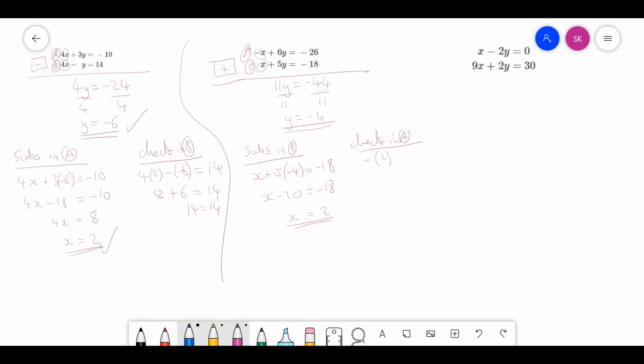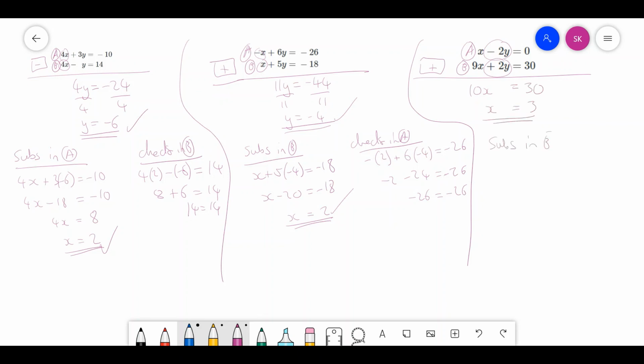Negative the value for x plus 6, and negative 4 is the value for y, which is negative 2 minus 24, which equals negative 26. So I know they're right. And the last one. Eliminating the y's. I have negative 2y plus positive 2y, they cancel. And I've got 10x equals 30, x equals 3.